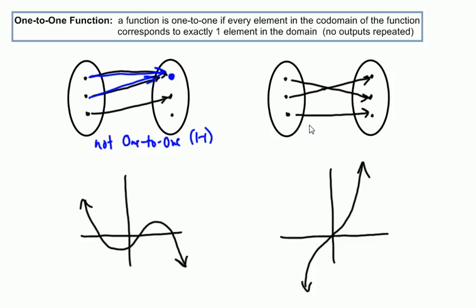Now this one over here, this second example, every one of these y values or output values only comes from one unique value.